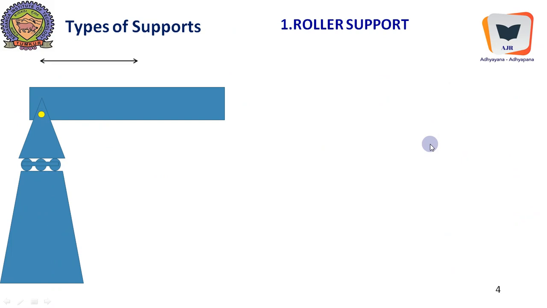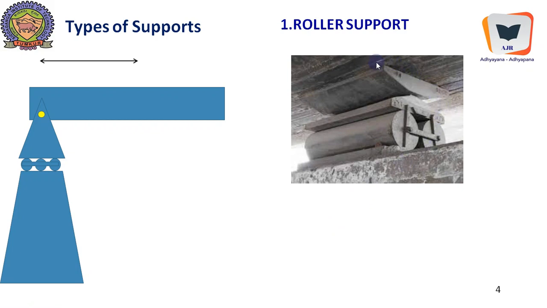Beams are supported, and we need to go through different types of supports because we need to find out the support reactions, and depending upon the supports we will get support reactions. And first of all, we will have what is called the roller support, a very simple support, and the typical real world example is the rollers provided beneath a bridge.